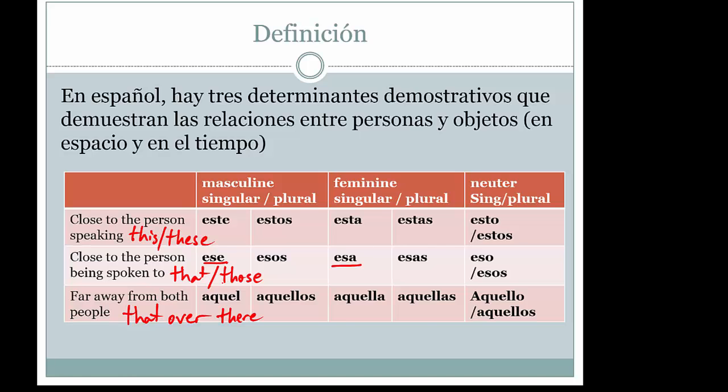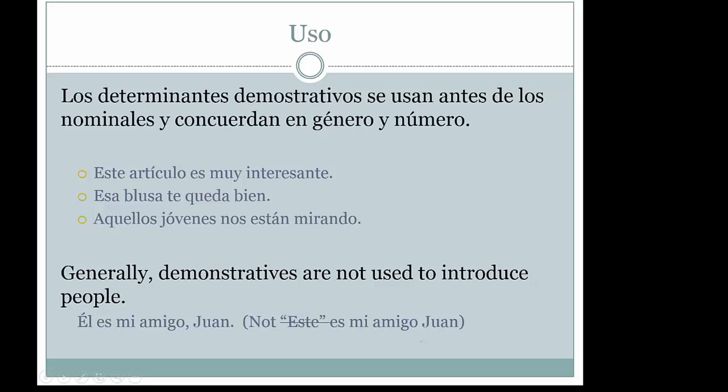Let's look at a couple other examples for a minute. Demonstrative pronouns and adjectives are generally used before nouns, and they agree in gender and number. So this first example, este artículo, since artículo is masculine, we're going to use este, es muy interesante. Esa blusa, that blouse, fits well. Since blusa is feminine, and I'm talking about something over there, I'm going to say esa. And this final example, jóvenes being plural, we would say aquellos jóvenes. Those young people way over there are watching us.